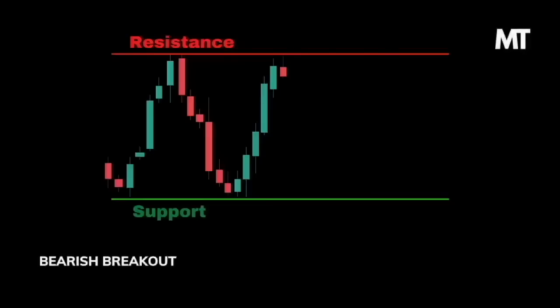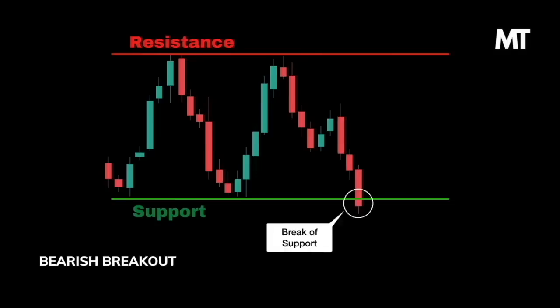Hello traders, in this video we are going to analyze the bearish breakout. Before having a breakout, price will be ranging between a support and a resistance level. This phase is also known as market consolidation. For a breakout to occur, price must break either the support or the resistance level. In this case, we are looking at the bearish breakout. In other words, we are looking at the breakout of the support level.